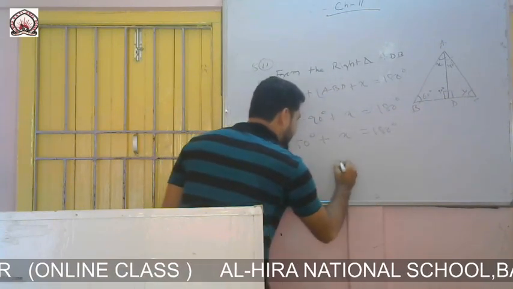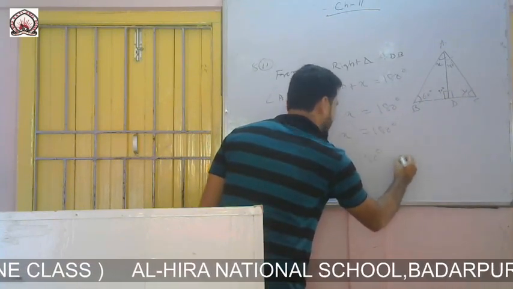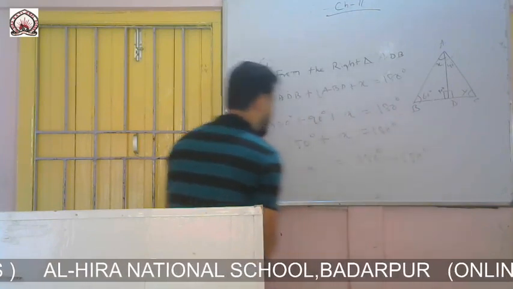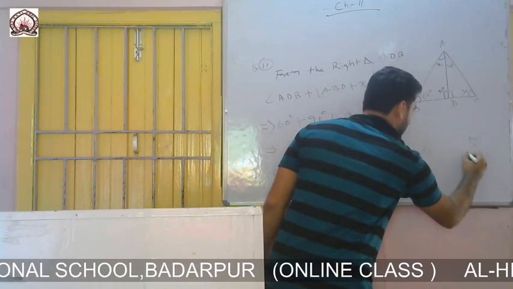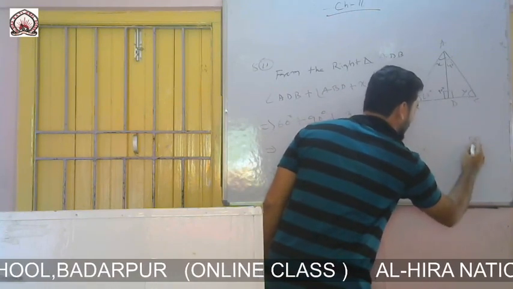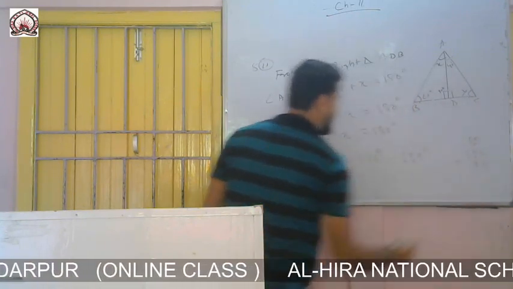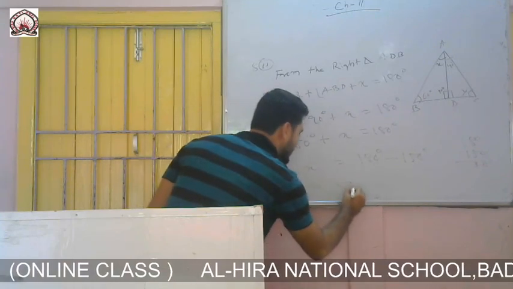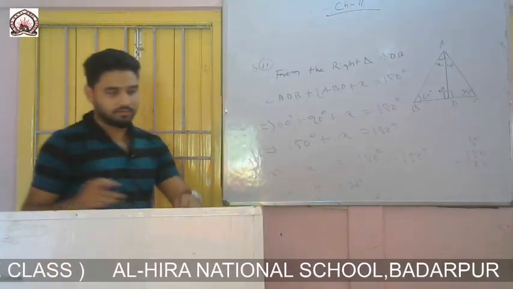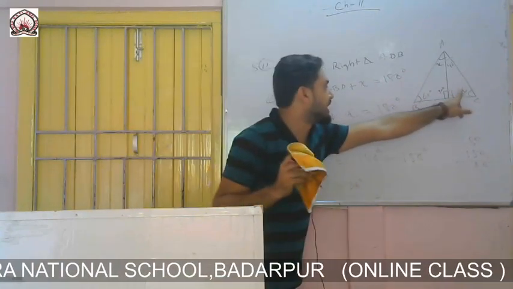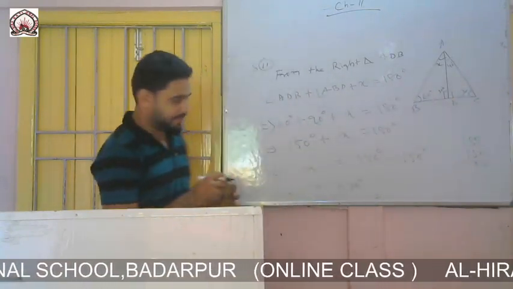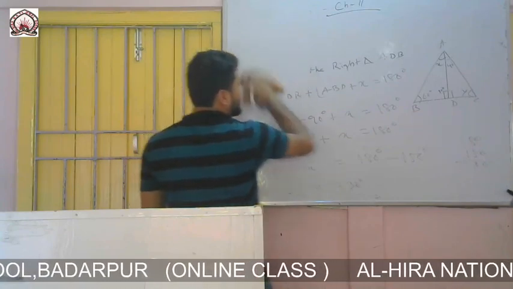Now if I subtract 150 degree from 180 degree, then I'll get the answer. If I subtract 150 from 180, then we'll get 30. So the value of X equals 30 degree. So this is the answer. Now we will find only Y, and after that we will finish.